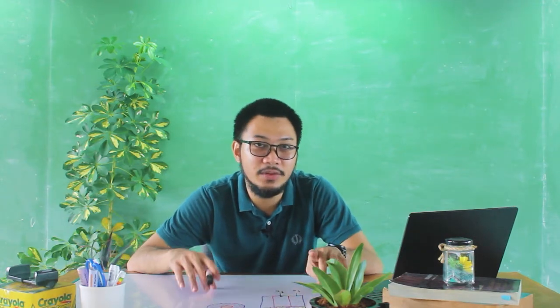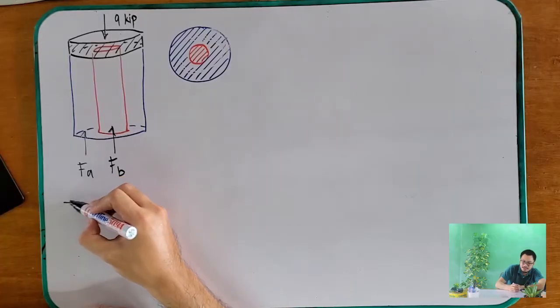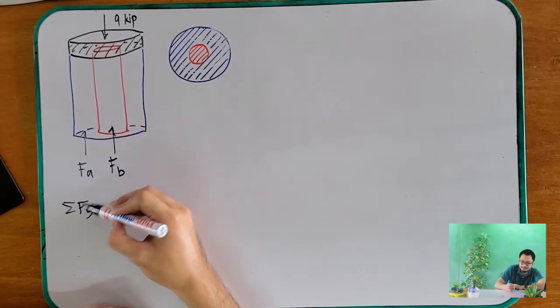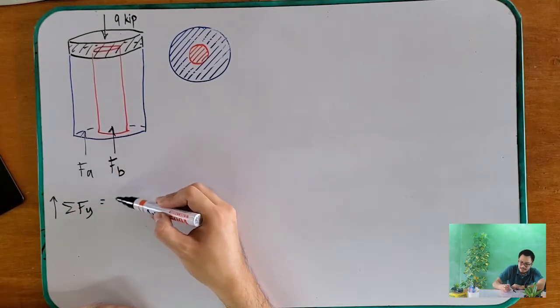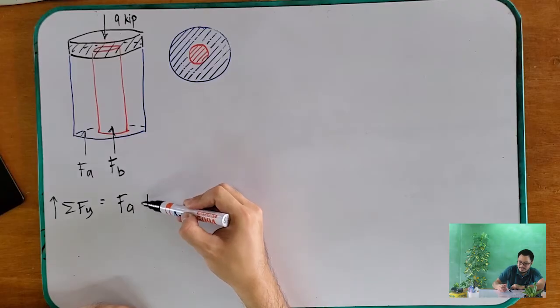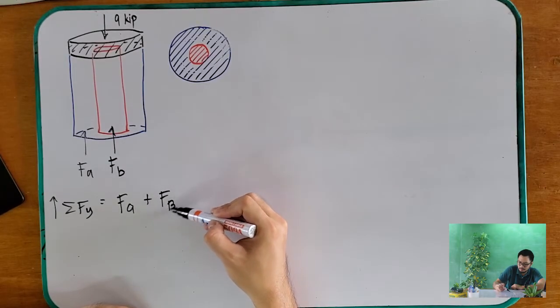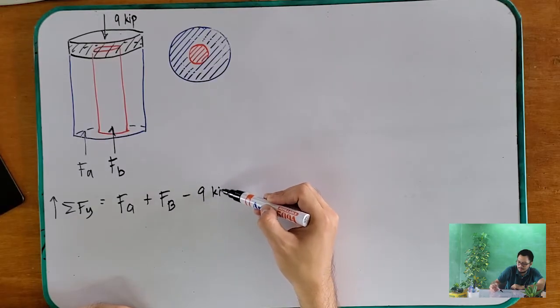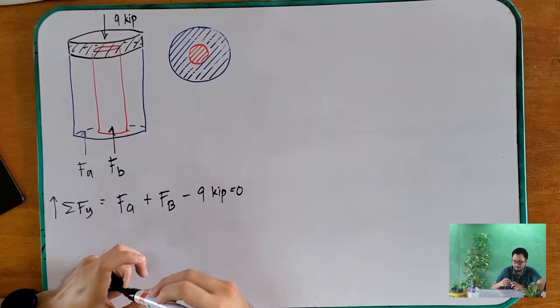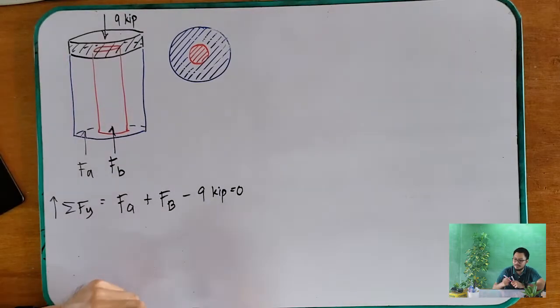Can we use summation of forces along the x? No, we can't. Why? Because we don't have any x component nga force. How about summation of forces along the y? Well, of course we can. Summation of forces along the y, going up ang positive, which is equal to FA plus FB, minus 9 kips equals to 0. And this is your first equation.